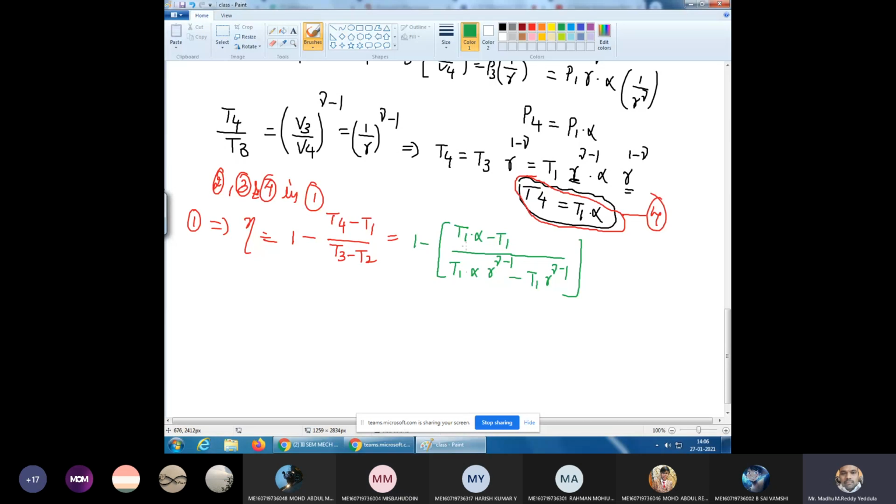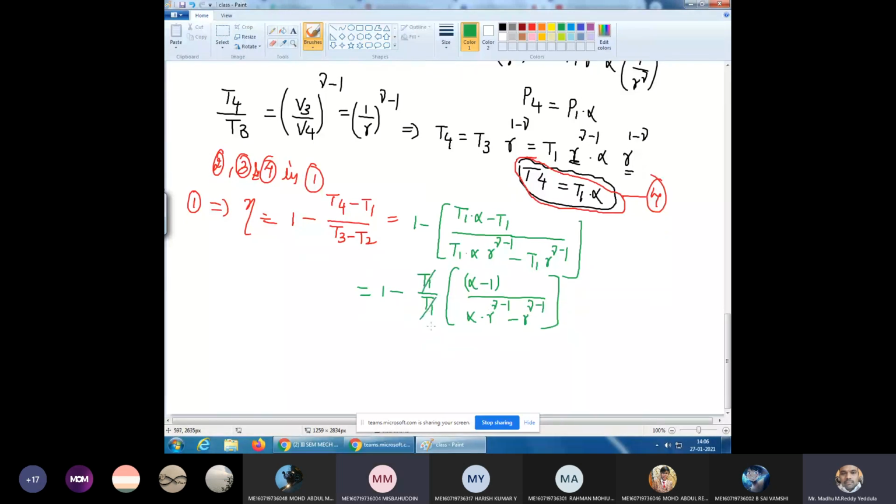Yes, I can take T1 common. If I take T1 common, 1 minus T1 by T1. So in the numerator, I am left with alpha minus 1, divided by alpha into R power gamma minus 1 minus R power gamma minus 1. So T1 will be cancelled. Again, from the denominator, I can take R power gamma minus 1 common.